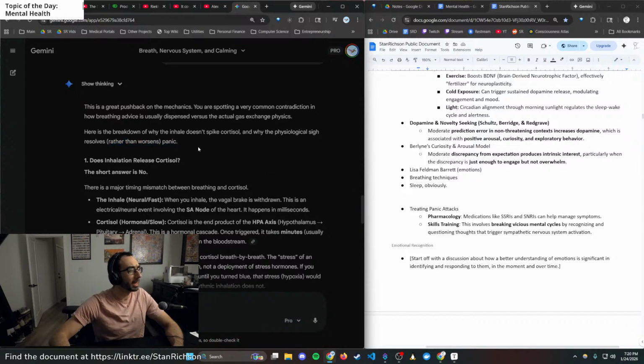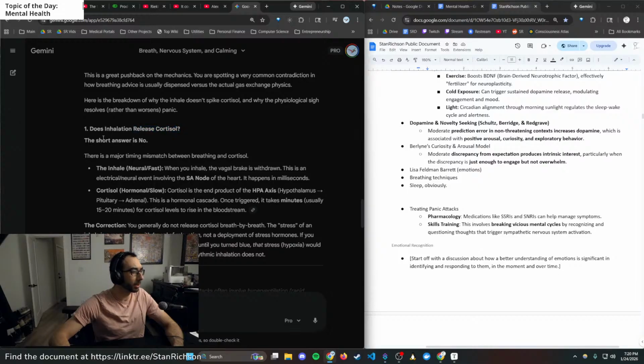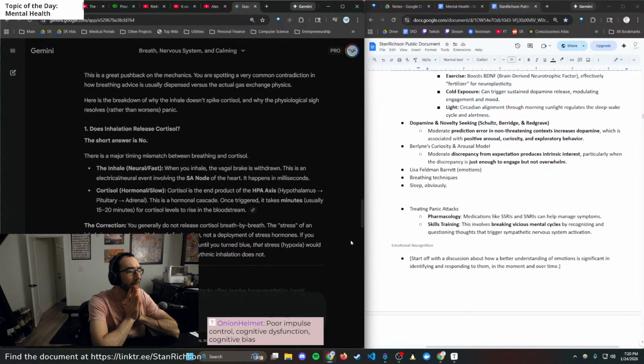All right, does inhalation release cortisol? No, there is a major timing mismatch between breathing and cortisol. When you inhale, the vagal brake is withdrawn. This is an electrical neural event involving the SA node of the heart. It happens in milliseconds. But cortisol is hormonal, slow.